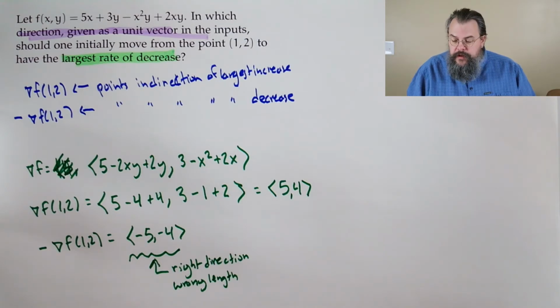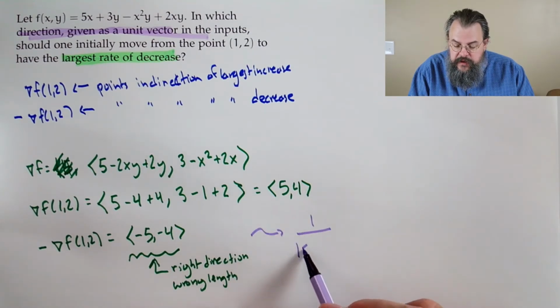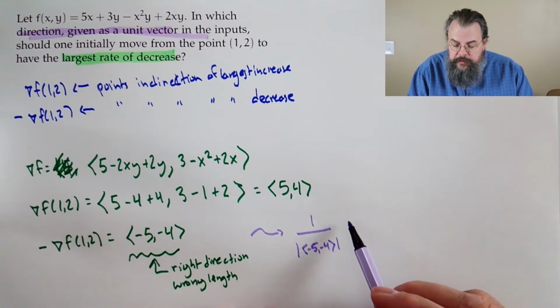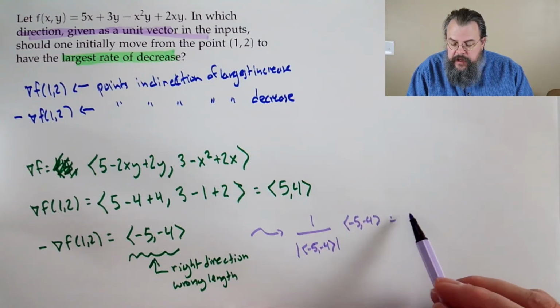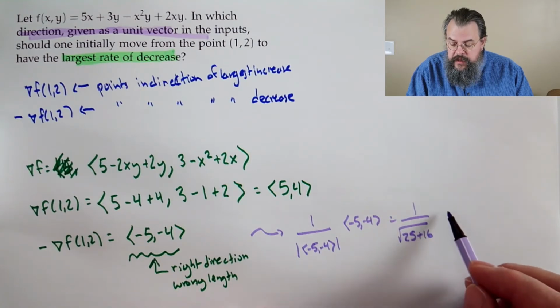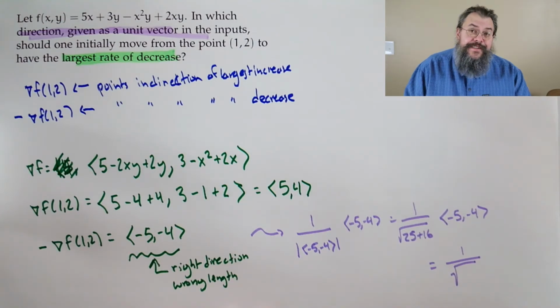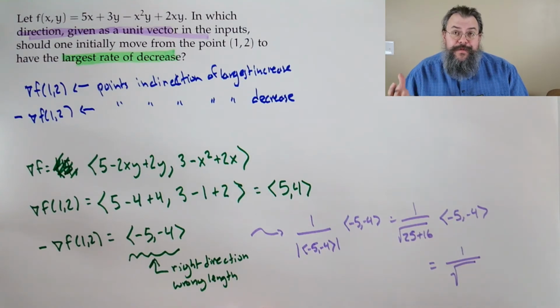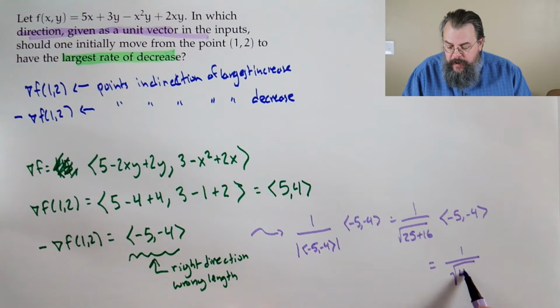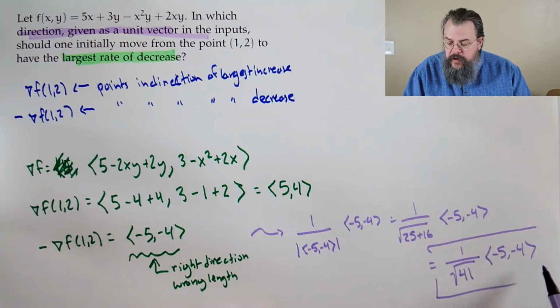What we do is we take our vector and divide by its magnitude. So we're going to do 1 over the magnitude of (-5, -4) times (-5, -4). That's 1 over the square root of (-5) squared, 25, plus (-4) squared, 16, times (-5, -4). Which gives us 1 over the square root of 25 plus 16, not a terrible number, but it's not a perfect square. It's 41. Well, that's okay. So 1 over the square root of 41 times (-5, -4). And that's it.